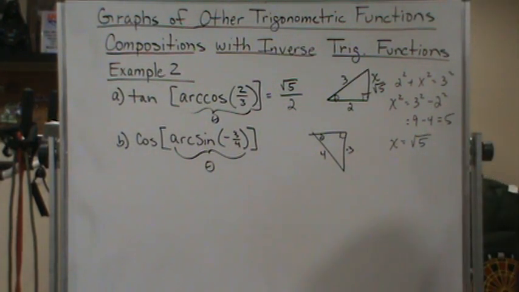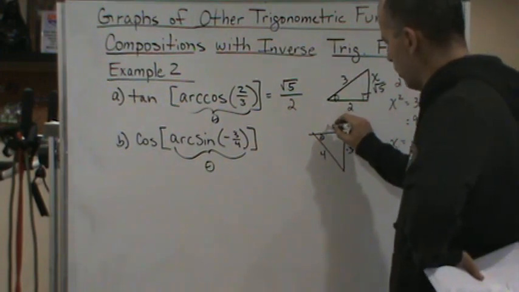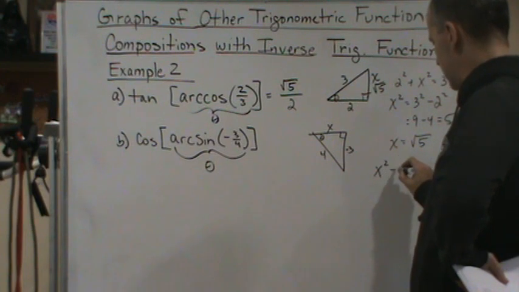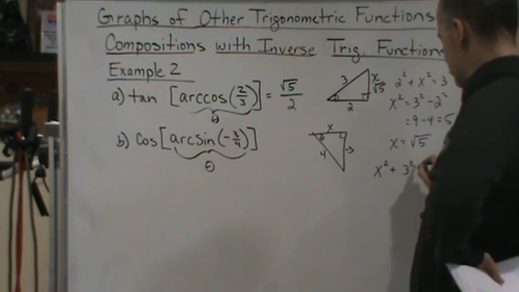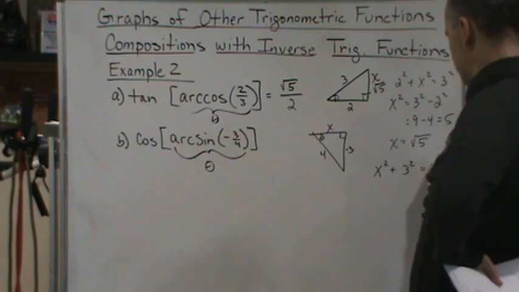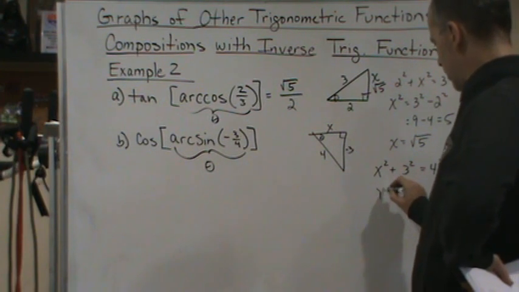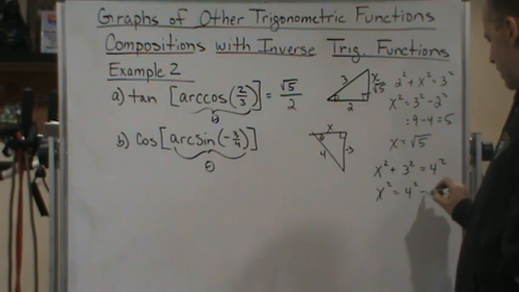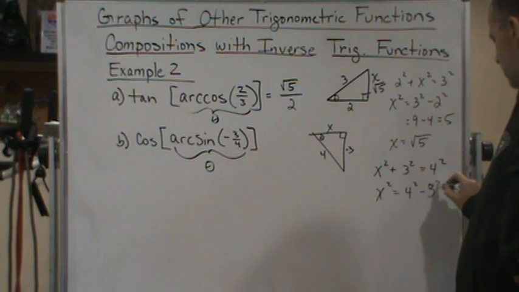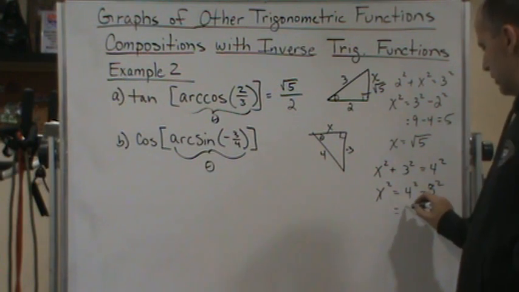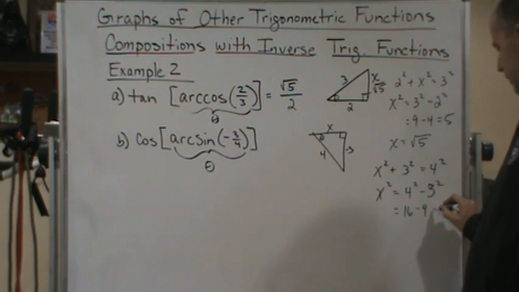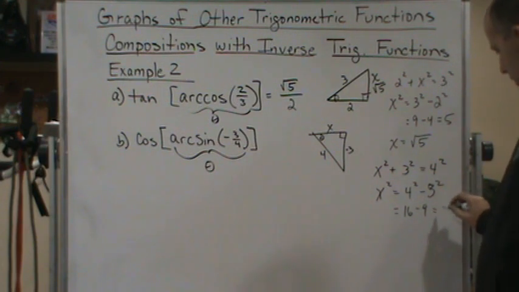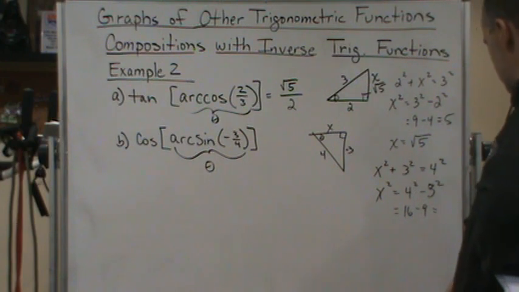Now, let's solve for the missing side. So in this case, it's going to be x squared plus 3 squared equals 4 squared. So x squared is going to equal 4 squared minus 3 squared, which is going to equal 16 minus 9, which equals 7.